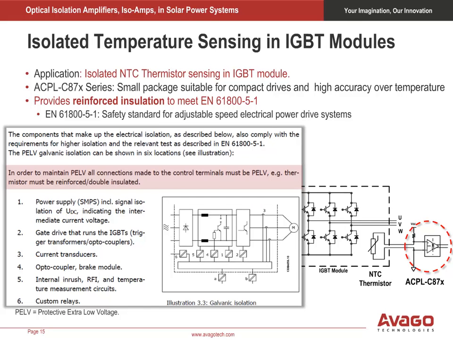IGBT modules are expensive and a key component in PV inverter systems. One method to protect IGBTs is with isolated temperature sensing. Many IGBT modules come with a built-in NTC thermistor. This feature can be used to implement an over-temperature detection function with an Avago isoamp. In the example here, the Avago ACPL-870 features reinforced insulation to comply with safety standards such as EN 61800-5-1.